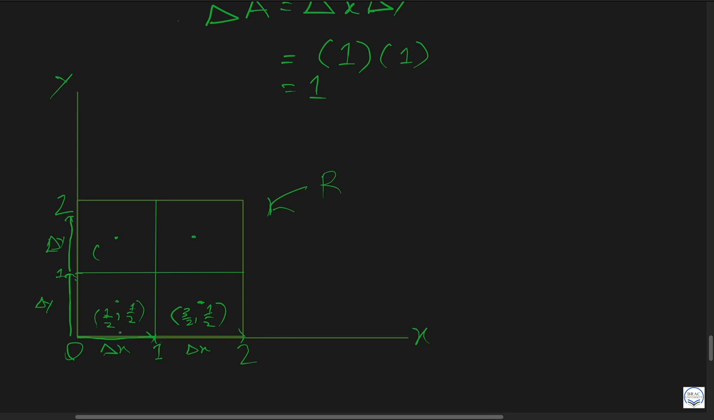And similarly, we can find the other midpoints as well. Here the x coordinate is 3 by 2. And the y coordinate is still the same, which is half. Now this midpoint has the same x coordinate as this one here, which is just half. To work out this midpoint, you can just sum 2 with 1, which is 3, and divide by 2, so we get 3 by 2.